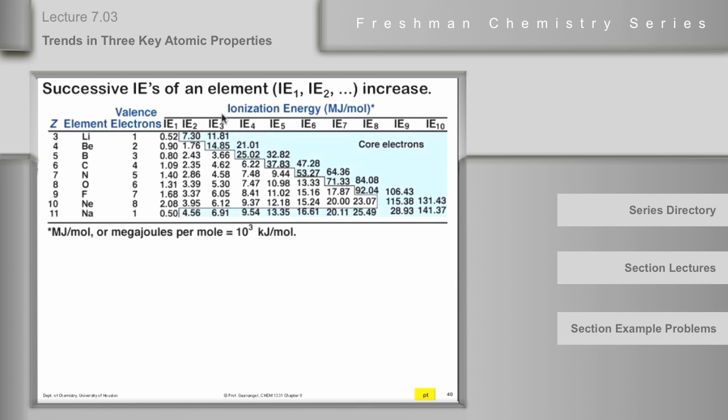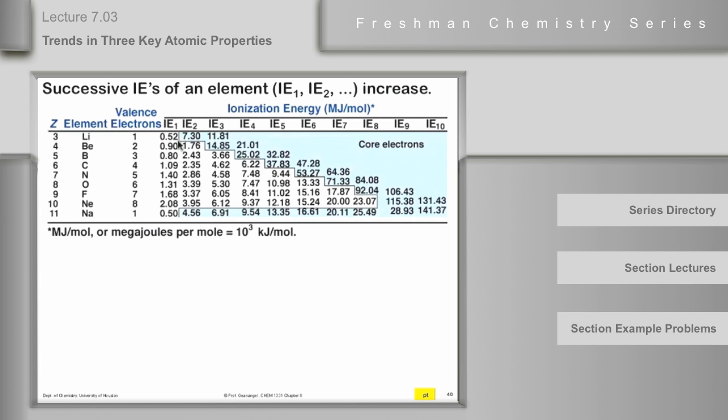Okay, now if we think about successive ionizations, we have kind of an interesting process that goes on. You take out the least tightly bound electron first. That means the electron in the valence, right? Those electrons are the ones that are highest up in the manifold of the atom.